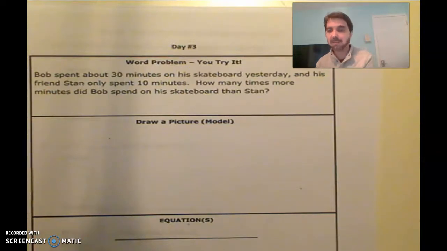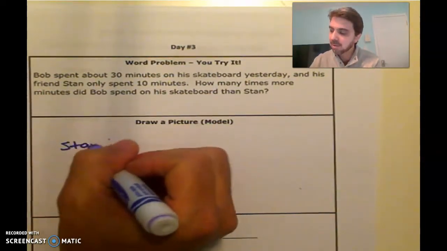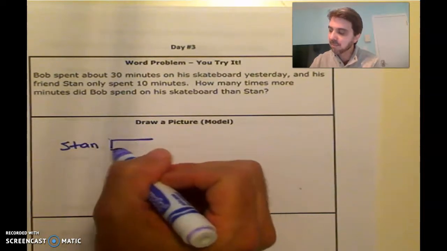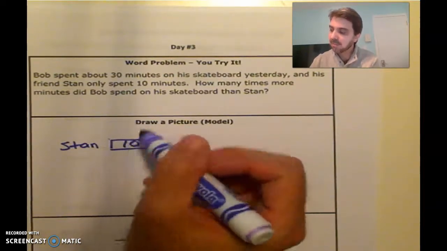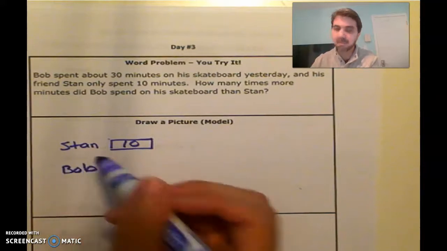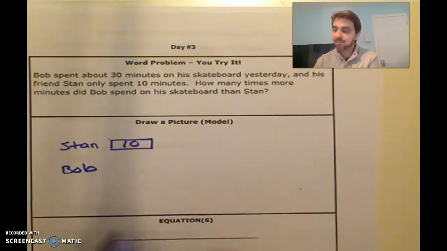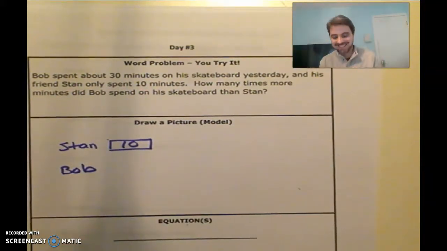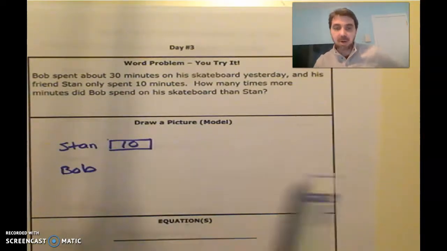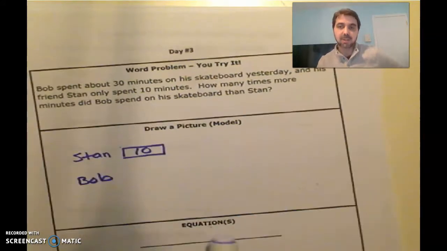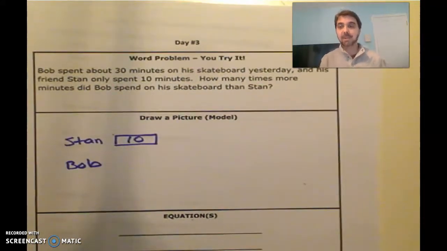So we have Stan and Bob, so I always like to put the smaller one on top. So we've got Stan, which we know is 10, that's 10 minutes. And we've got Bob, which is 30 minutes. So we could do it this way. Actually, before I solve it, why don't you take a shot at it, okay? See if you can figure it out. How many times longer did Bob spend on his skateboard than Stan? When you've drawn your model and you have an equation, come back and we'll look at it together, okay? So do that now and then come back. Don't come back until you've done something.